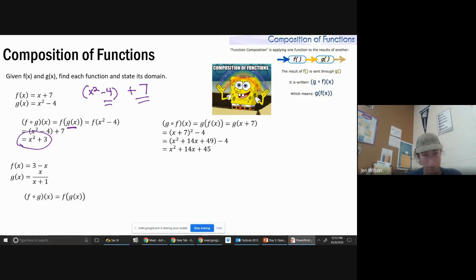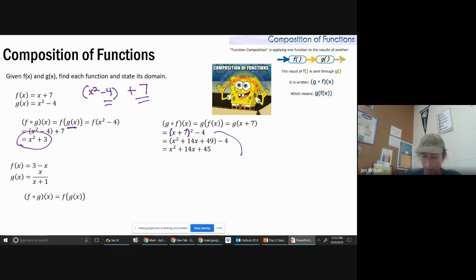But we can combine like terms, and that's how we get x squared plus 3, by combining those two like terms. Now, if you switch the order and you put f of x inside, it looks different. So f of x is x plus 7. X plus 7 is going to go inside the parentheses. We're going to square that and then subtract 4. Well, if you square x plus 7, you get x squared plus 14x plus 49 minus 4, which simplifies down to x squared plus 14x plus 45.